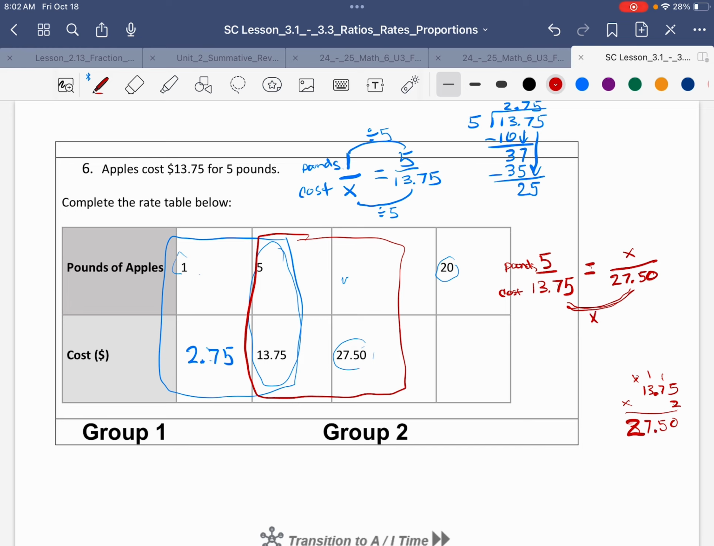So this is times 2, right? So do the same thing to go from here to here, times 2. 5 times 2 is 10, so you're getting 10 pounds for 27.50.